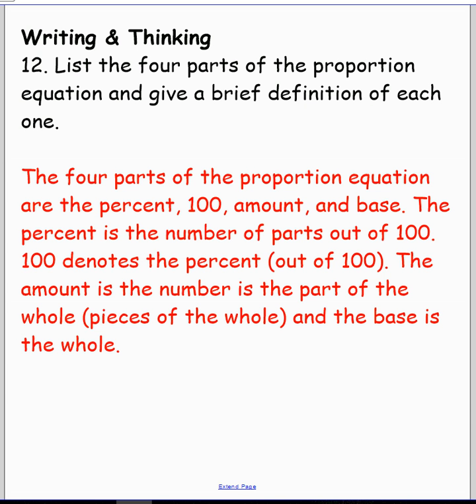So here you go. We have the percent, 100, amount, and base. We know percent is the number of parts out of 100. So 100 denotes our percent, or that out of 100. The amount is the part of the whole, or the piece of the whole, and so the number that the percent represents. And the base is the whole, or the total amount. That is considered to be the whole.